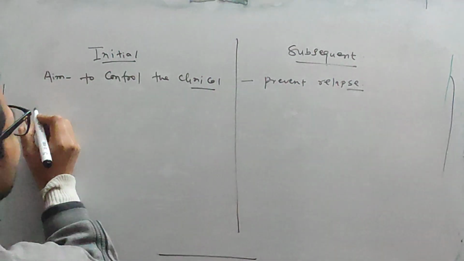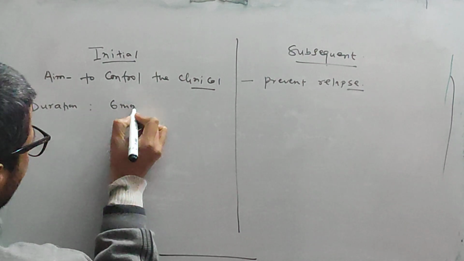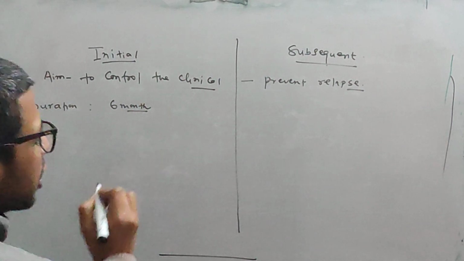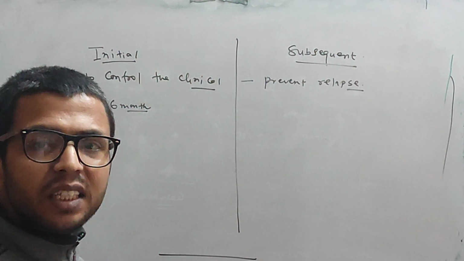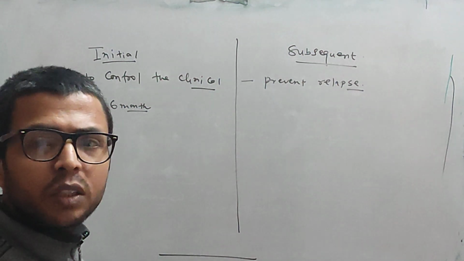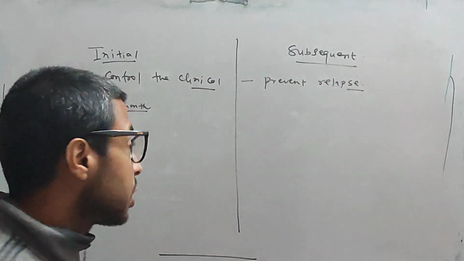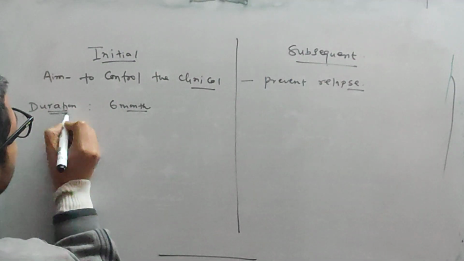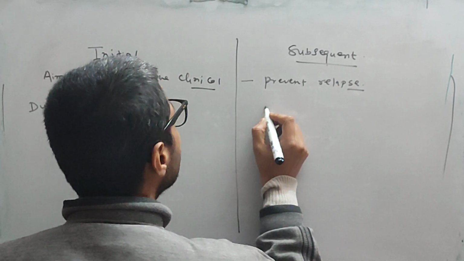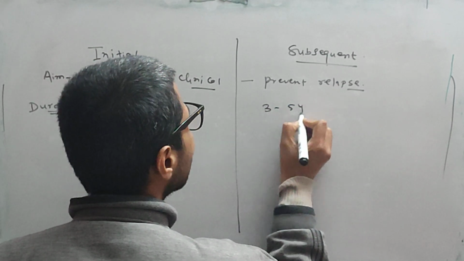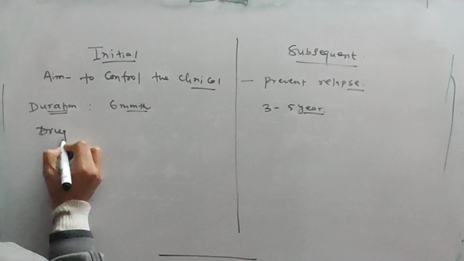And what is the duration of treatment in initial phase? Duration is up to 6 months. If patient is not responding to immunosuppressant up to 6 months, then we can consider resistance to those drugs. We need to think for other drugs like second lines, rituximab, like those things. And for the subsequent phase, the duration is 3 to 5 years. And what are the drugs used in initial phase?